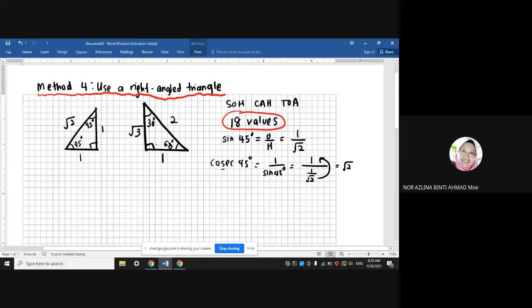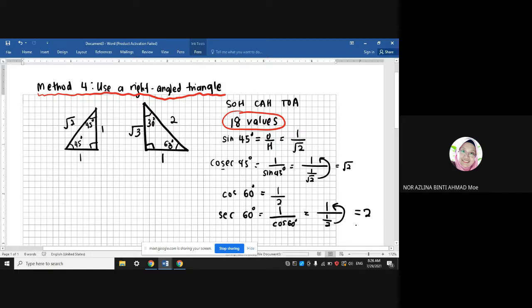Okay, katakan saya guna lagi satu right angle triangle. Nak apa? Cos 60 degrees. Cos is adjacent over hypotenuse, 1 over 2. Kalau saya nak second 60 degrees. Second 60 degrees is 1 over cos. So 1 over cos. Cos is 1 over 2. So 1 over 1 over 2. Bawa naik atas. Ini akan dapat 2.